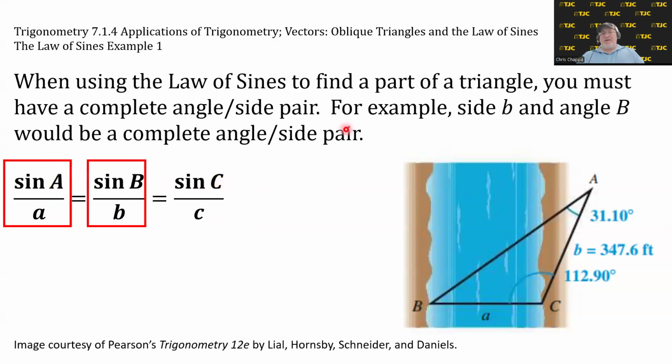Now, when using the law of sines to find part of a triangle, you must have a complete angle-side pair. For example, side B and angle B would be a complete angle-side pair, as would side C and angle C, or side A and angle A. Now, of course, one of them has an unknown, that's what you're looking for, but the other ratio, you must know both the angle and the side.